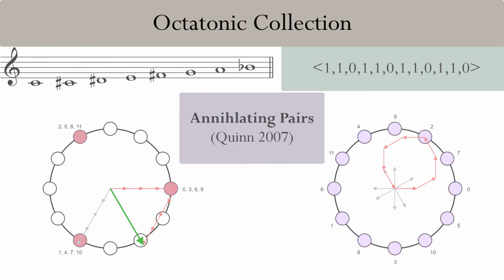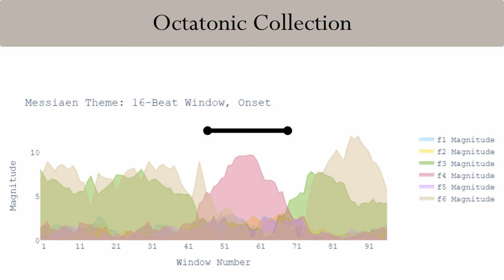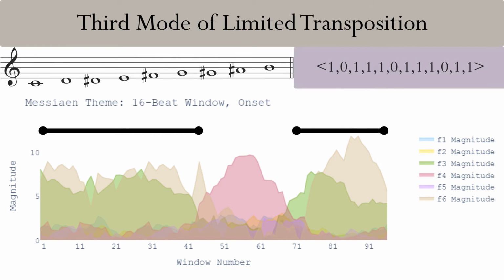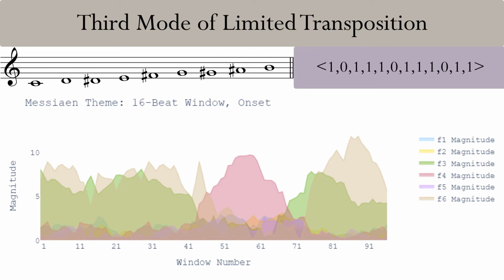While the middle section of the theme is strictly octatonic, the first and third sections adhere to Messiaen's third mode of limited transposition. For our use, mode 3 can be thought of as a combination of 3 of the 4 augmented triads, interval class 4 cycles, represented by the F3 component. This means that mode 3 includes one of the 2 whole tone collections, interval class 2 cycles, represented by the F6 component, and half of the other.